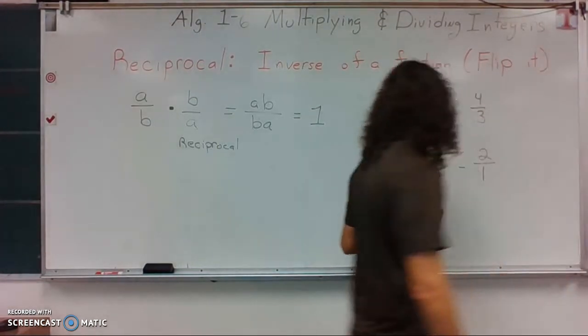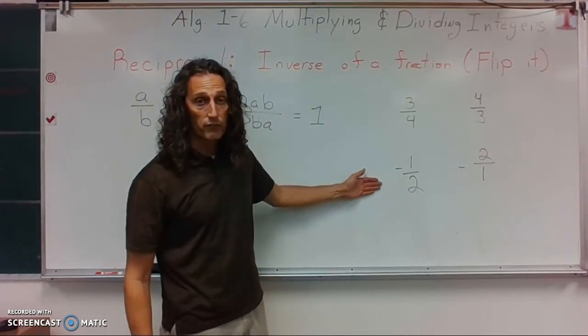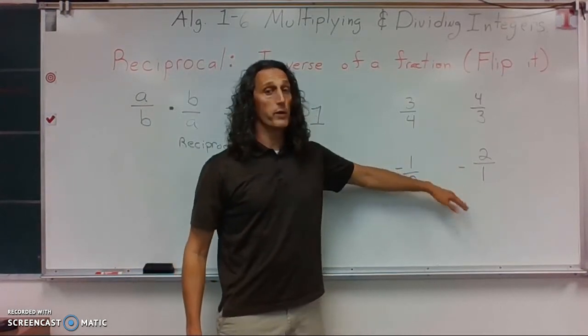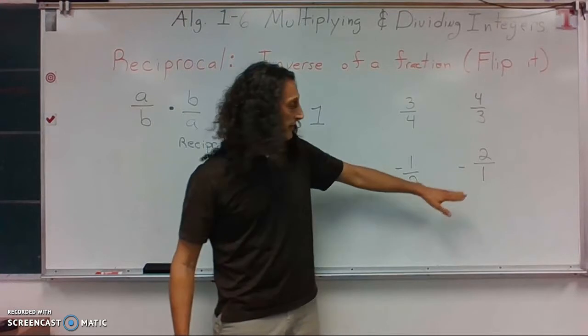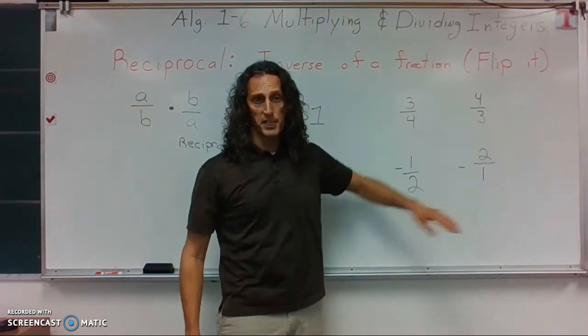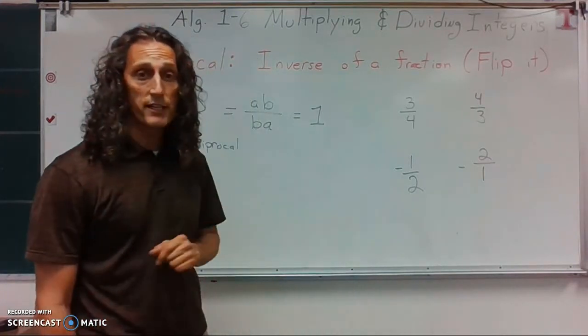And on this one, if you have -1/2, you flip it, and you get -2 over 1. We could actually just call that -2. You don't even have to put the 1 on the bottom. So these are reciprocals. I want to make sure, because that is going to come up later in math. Make sure you have all these notes.